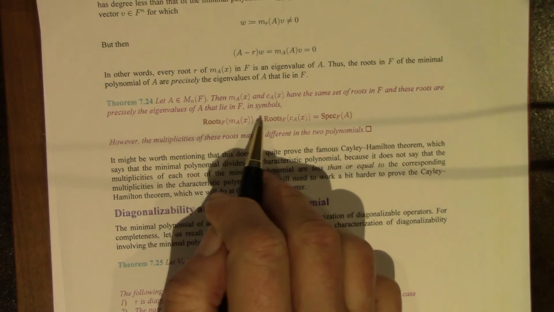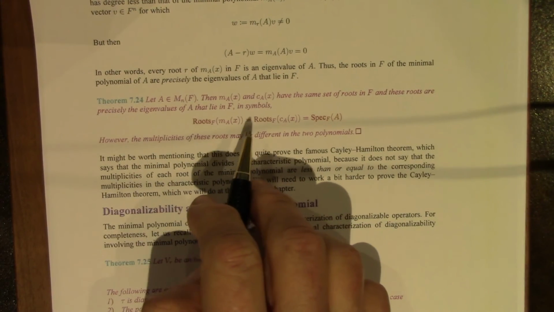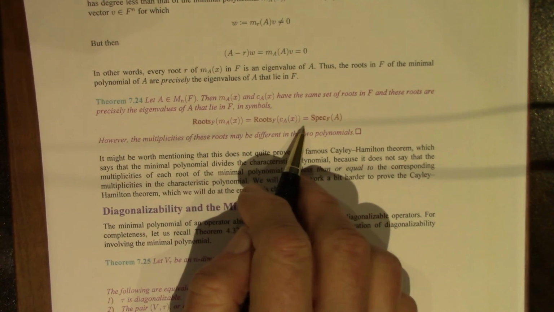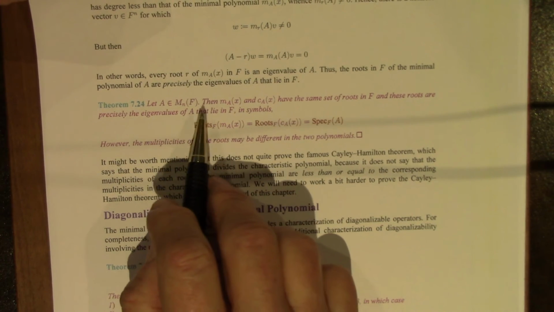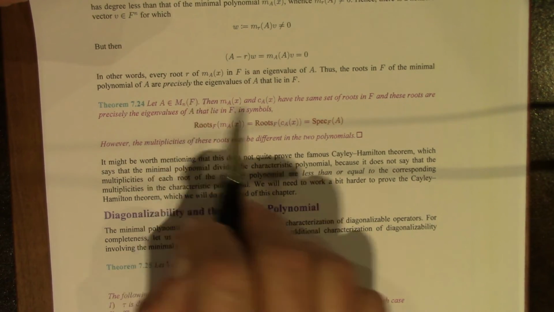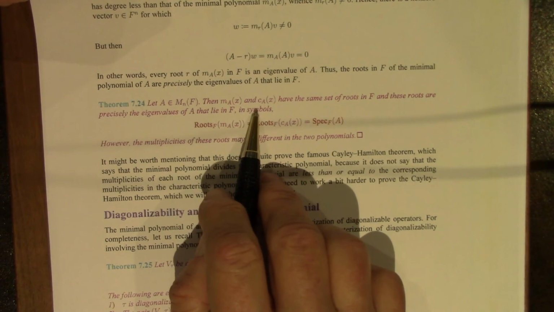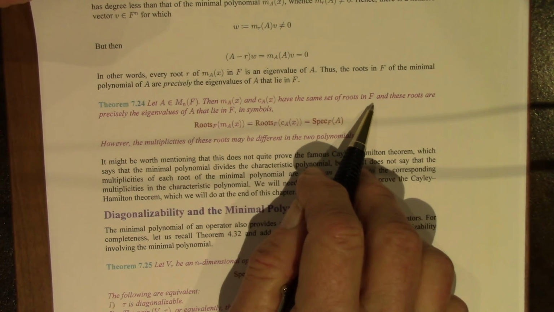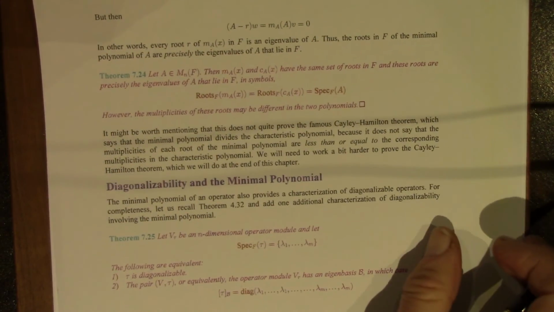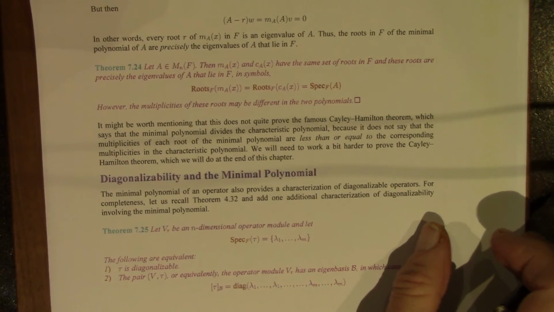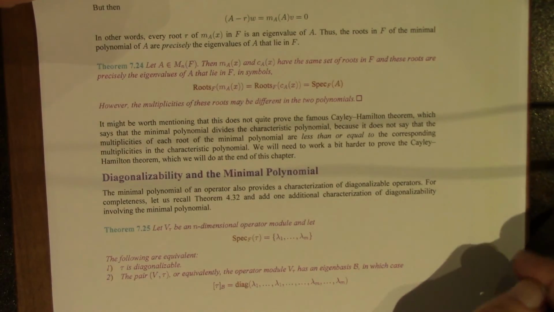So we can now state, this is something I showed you earlier that we would eventually show is true. A is an n by n matrix over F. The two polynomials have the same set of roots in F, and the roots are precisely the eigenvalues in F, the F spectrum. But the multiplicities don't have to be the same.